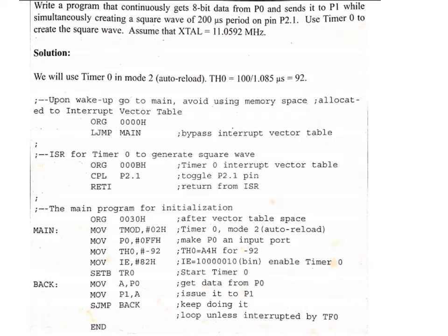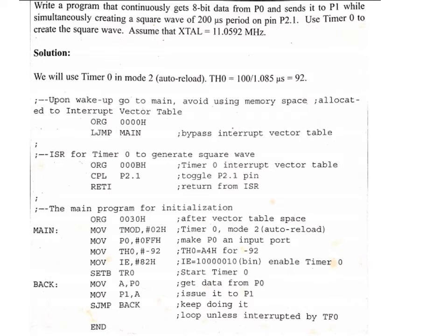Like other programs, here the starting location is ORG 0000H onwards, then we are bypassing the interrupt vector table, then the main code will be executed. Whenever we are using timers, we have to program the TMOD register. TMOD is programmed with #02H, indicating timer 0 is used in mode 2. Then as we are reading the data from port 0, we have to configure port 0 as an input port, so all the pins of port 0 are configured as input by moving FFH. And TH0, as discussed earlier, has to be loaded with A4H.